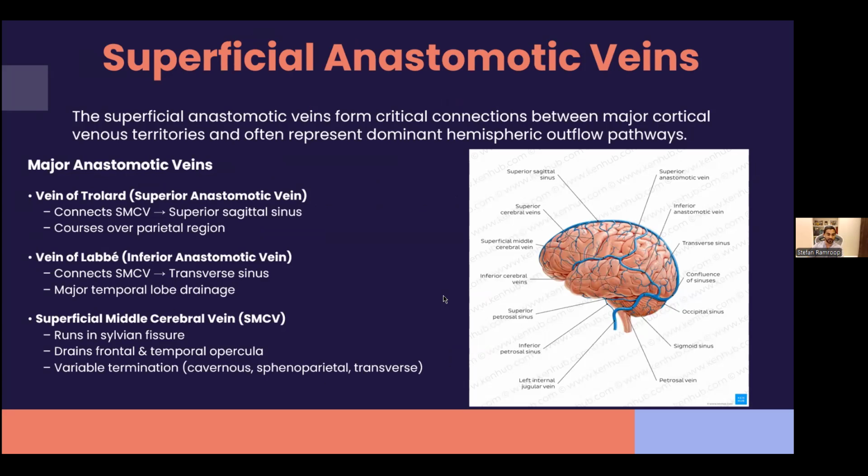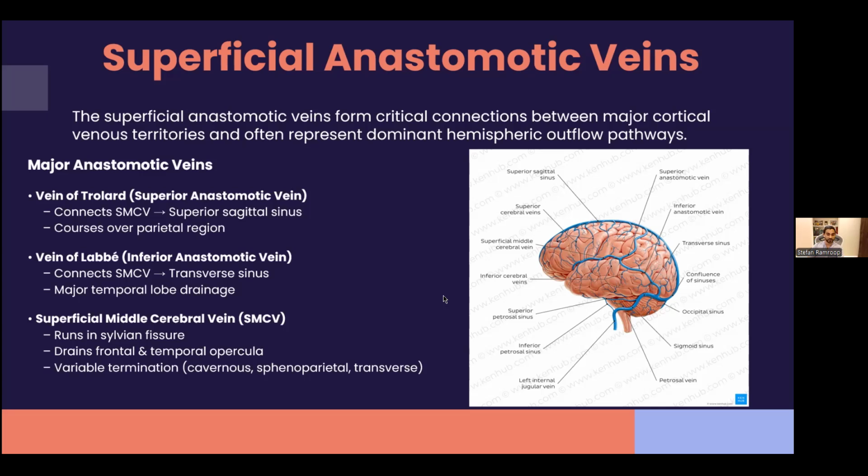You then have your vein of Labbé, or your inferior anastomotic vein, which will connect your superficial middle cerebral vein to your transverse sinus. That will run posteriorly along the temporal lobe and often represents the primary venous outflow of the temporal cortex. From a surgical perspective, the vein of Labbé is particularly critical. Injury during a temporal craniotomy or subtemporal approaches through a temporal route can result in temporal lobe venous infarction.